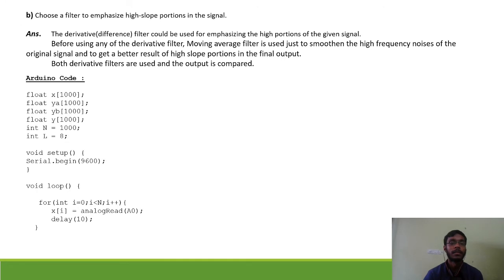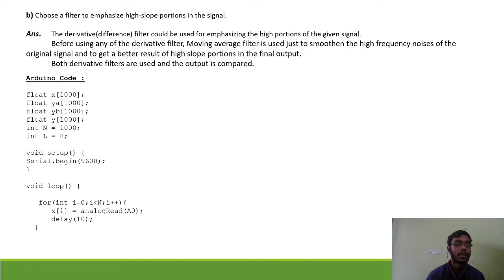Now let's look at the second one: choose a filter to emphasize the high slope portions in the signal. In the last experiment, I already explained that for this we have to choose the derivative filter. We can choose the first order derivative or the 3-point central difference derivative filter, any one of our choice, but the second one will work better. I will show you the output.